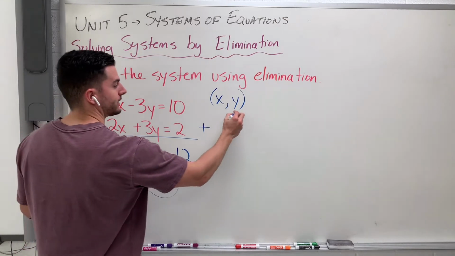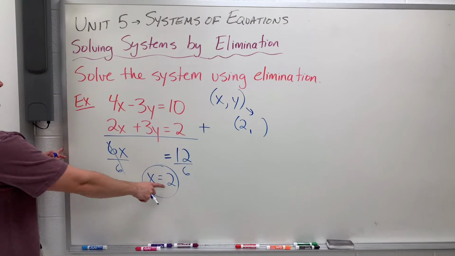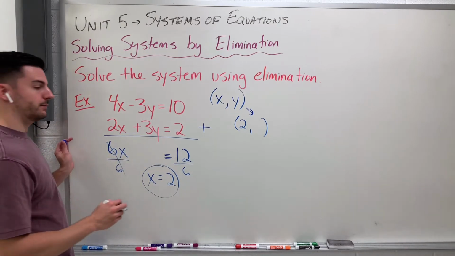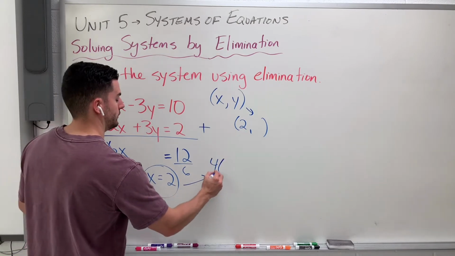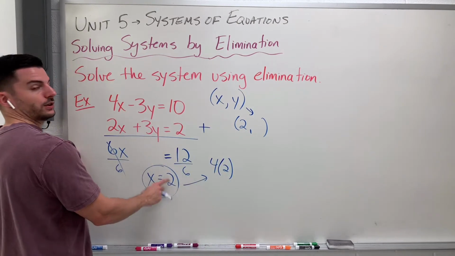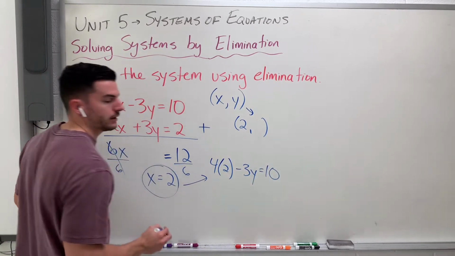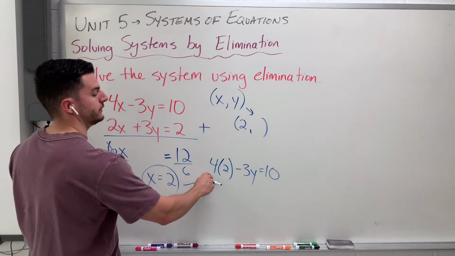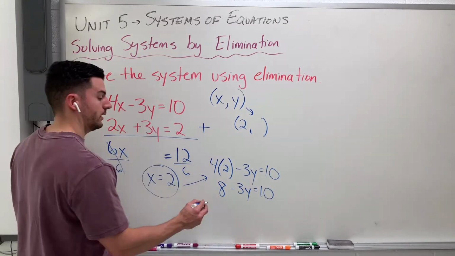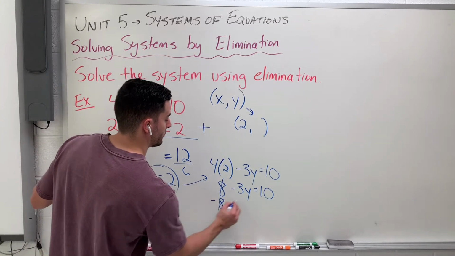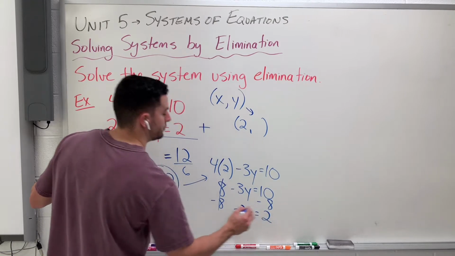Now that I have the x part of my answer, I still need to find the y answer. So I would take that 2 and substitute it back into one of my equations. It doesn't matter which one. I'll just do the first one: 4 times 2, replacing the x with a 2, minus 3y equals 10. So I'm going to solve it for y now. 4 times 2 is 8, minus 3y equals 10, and then I would subtract the 8 from both sides, so negative 3y equals 2.